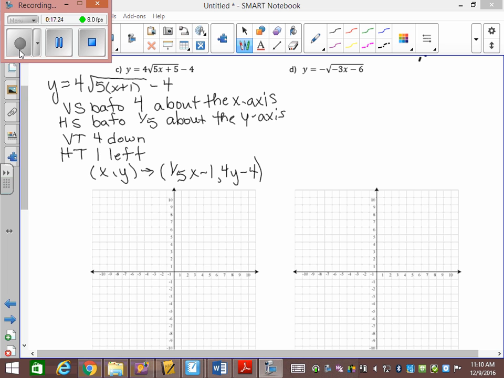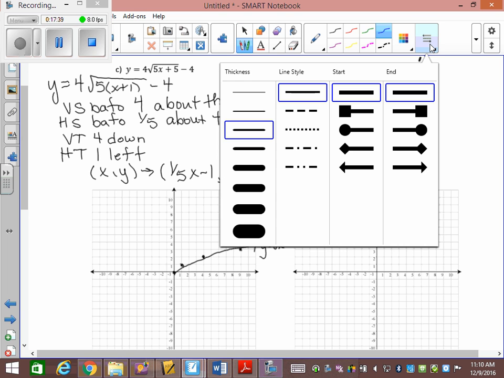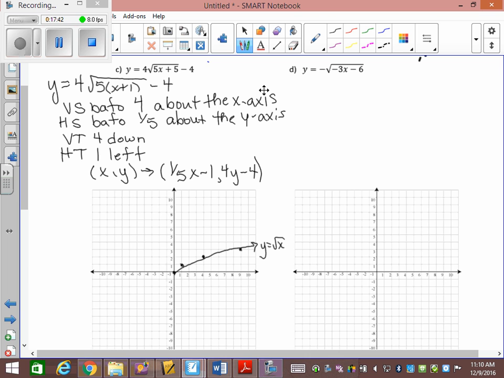Your original points are 0, 0, 1, 1, 4, 2, 9, 3. Your new point is going to be at -1 and -4. And it's going to be in the same direction, right? Because I had no reflections. It's not going to go backwards. It's not going to go down. It's going to just look a little different, but the same direction.